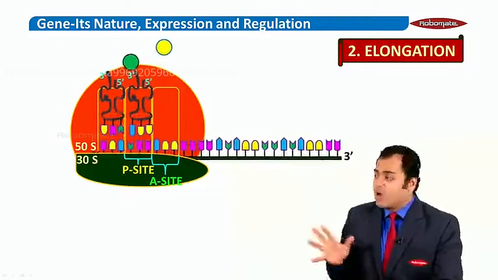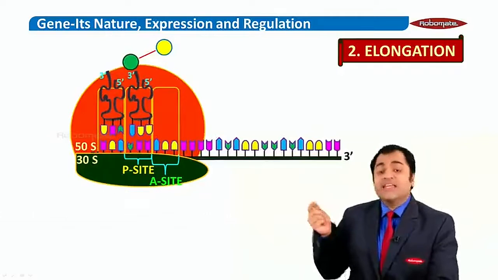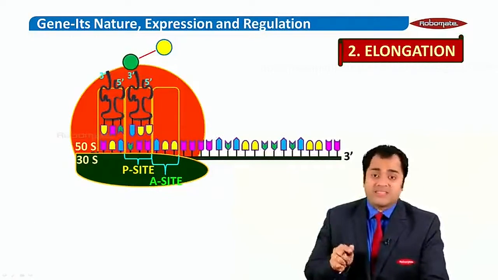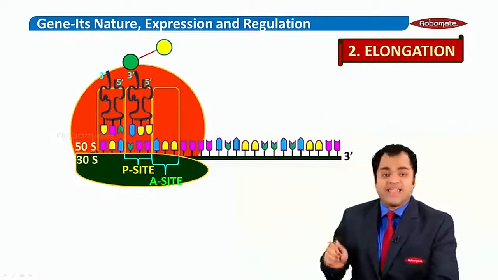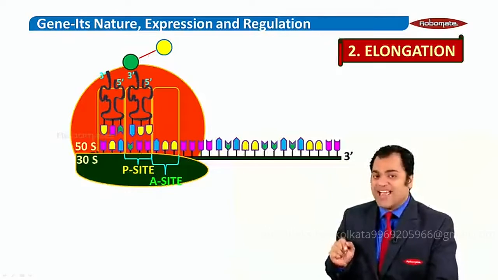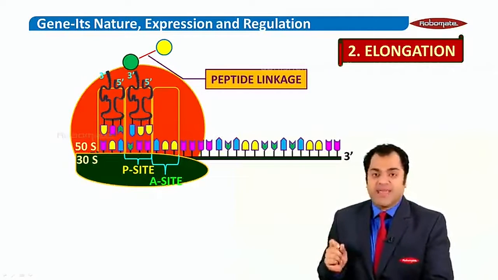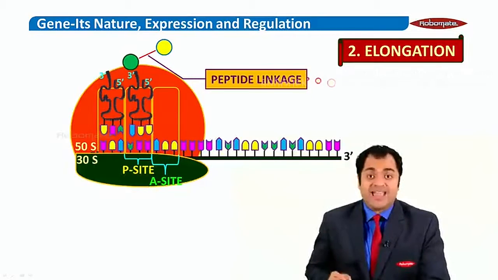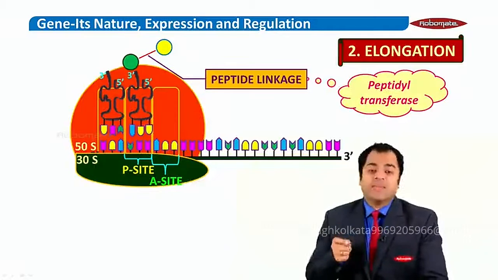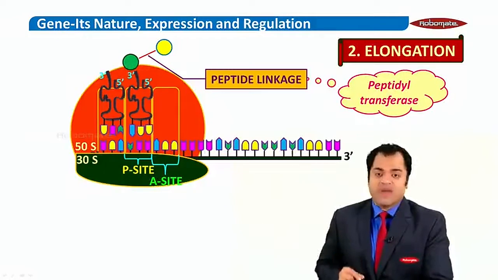In the next step, the whole complex will move in such a way that the first amino acid detaches from its tRNA and binds to the second amino acid, now on the P site. And this bond you see between the two amino acids is called the peptide linkage. Now this activity takes place in the presence of an enzyme called peptidyl transferase because it transfers the amino acid from one spot to the other. Now see what happens.